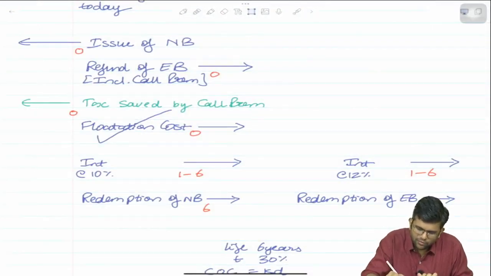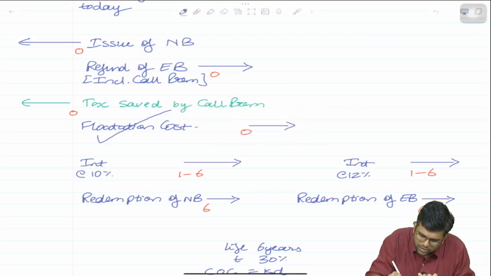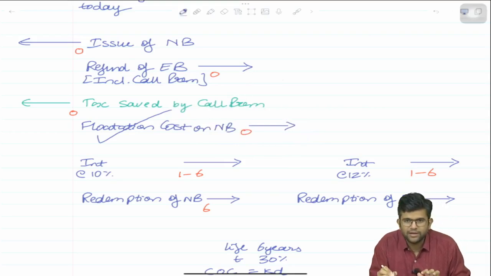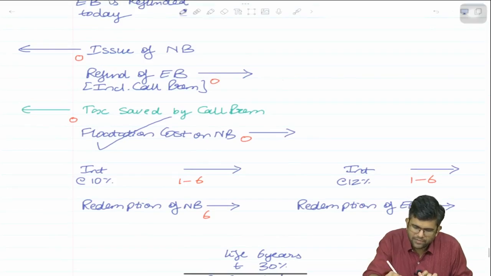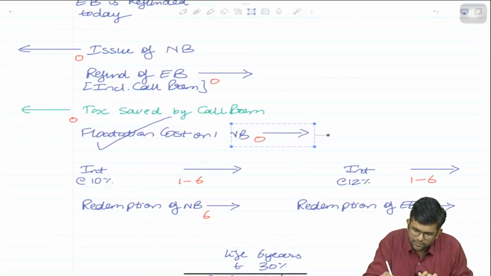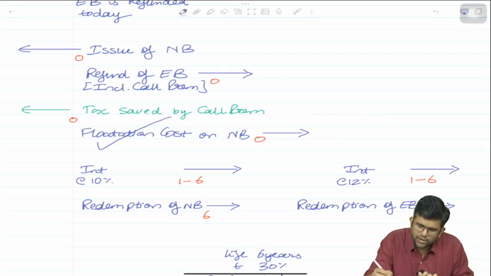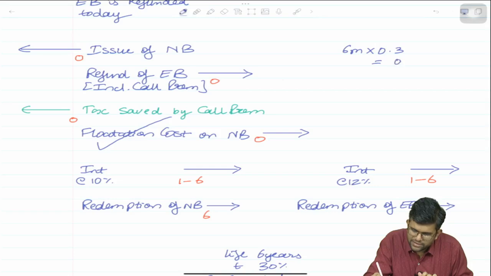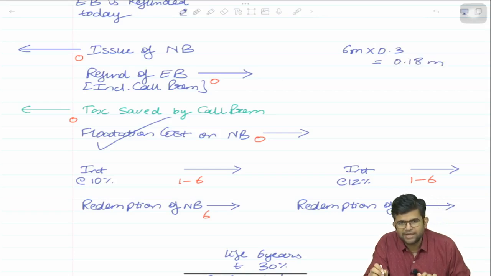By the way, I would like to make things little more clear for you. This is flotation cost on new bond issue. Everyone clear? On issue of new bond. My question to you is 6 million you are incurring. On that 30% you are saving, which means, can I say 0.18 million tax you will save.